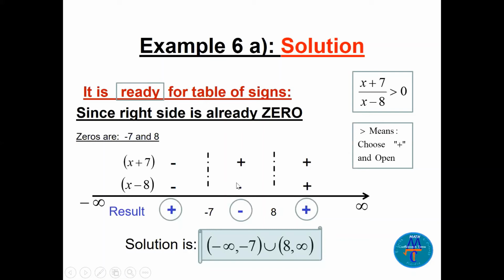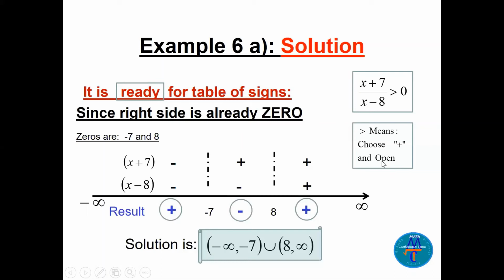So it will be positive and negative. Take a number greater than 8, maybe 12, maybe 50, maybe 100. So this becomes positive and positive. When you divide negative by negative, that's positive. Positive by negative, it's negative, and this is positive. Now look here, greater than 0. Greater than 0 means choose the plus from the table, this one and this one, and open.